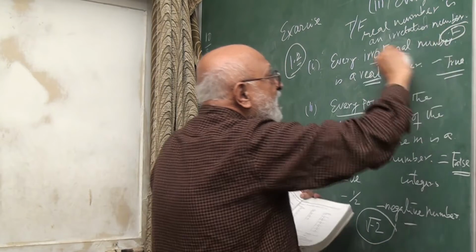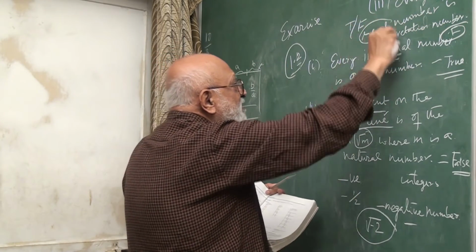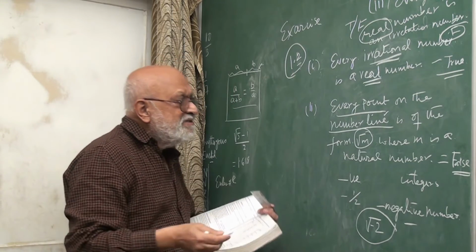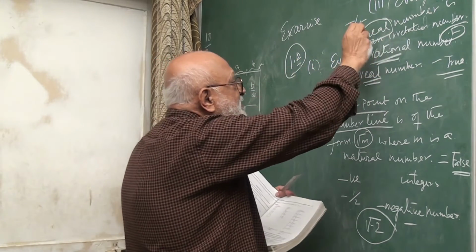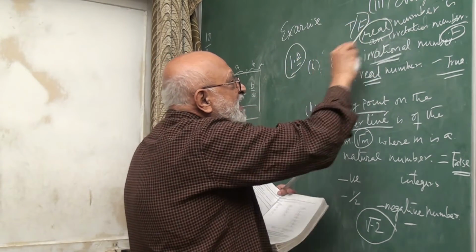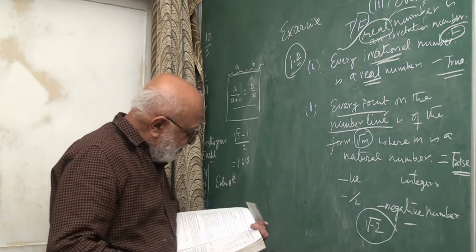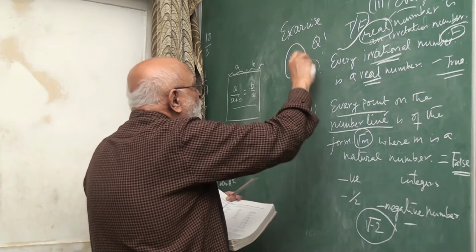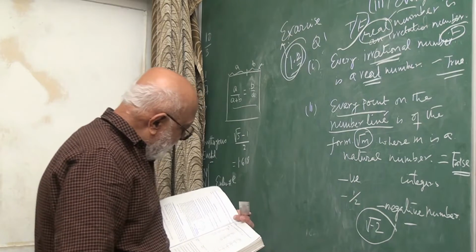Why? There are other numbers in the real number domain. There are many other numbers in the real number domain. There are rational numbers, there are integers, there are whole numbers. So you cannot say every rational number is an irrational number. So the questions of exercise 1.2 we have completed.